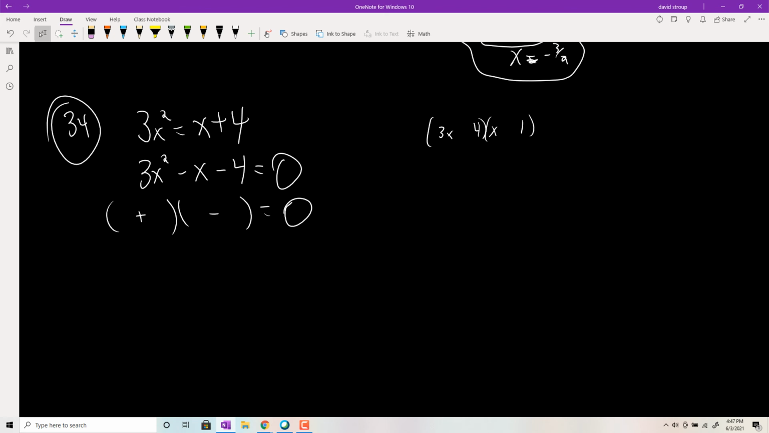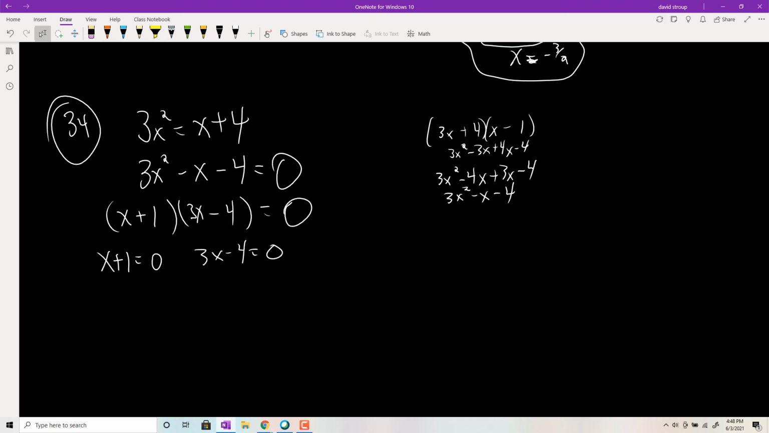Okay, let's see if that works. So 3x squared, first, outer, minus 3x inner, plus 4x last, minus 4. And I got the wrong signs, right? So it's got to be x plus 1 and then 3x minus 4. Let me just verify that again. So 3x squared first, outer, minus 4x inner, plus 3x last, minus 4. So 3x squared minus x minus 4. Yep. Then set each part equal to 0.